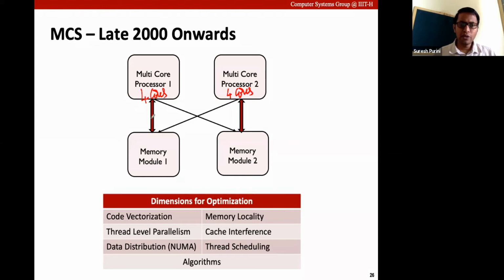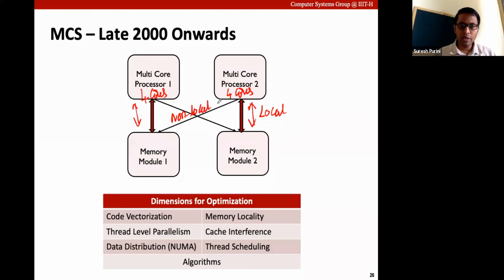So for every core, for example, this memory module 1 is local to processor 1. This memory module is local to processor 1, and this memory module is local to processor 2. So these are local. Local memory accesses are faster than non-local accesses.